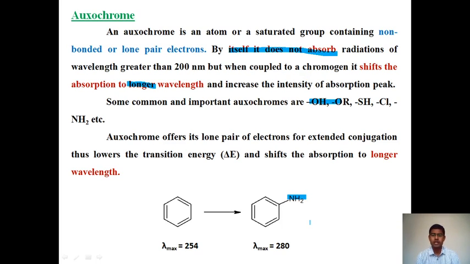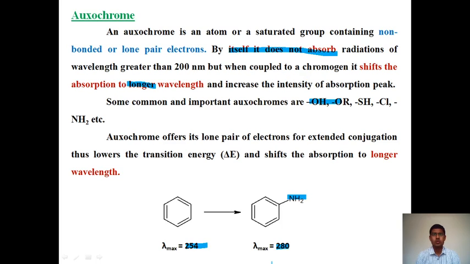The lone pair of nitrogen comes in conjugation with the benzene ring and thus extends the conjugation and lowers the transition energy, and the absorption maximum goes to longer wavelength. Benzene itself absorbs at 254 nanometer while aniline absorbs at 280 nanometer. These are the two basic terms in ultraviolet spectroscopy. First one is chromophore and next one is auxochrome.